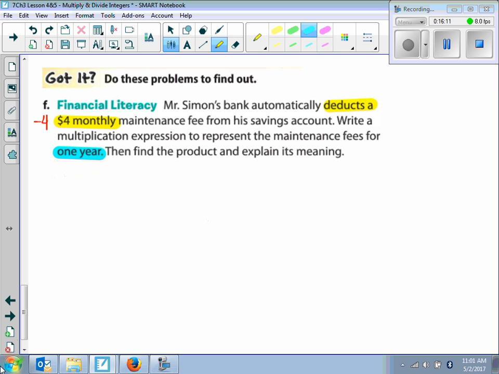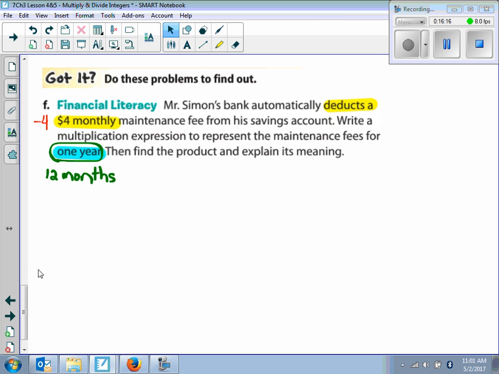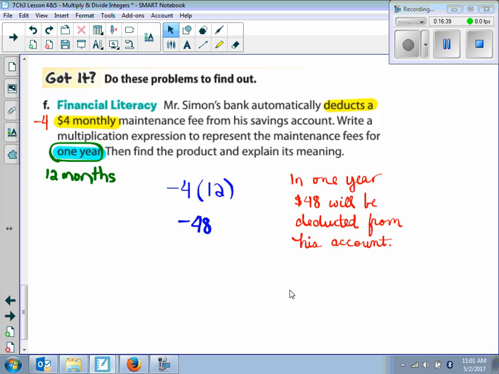So if it's for 1 year, how many months is that? 12 months. Very good. So here, that means negative 4 deducted 12 times, right? So that's going to be negative 4 times 12, which is going to give me negative 48. Negative 48 what? Dollars. So when I explain the meaning, that means in 1 year, $48 will be deducted from his account.